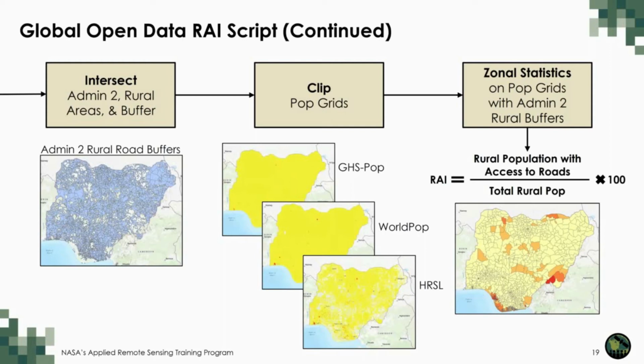At this point, a layer for rural admin 2 areas is also created so that the total rural population of each admin 2 unit can be calculated and plugged into the final RAI formula.